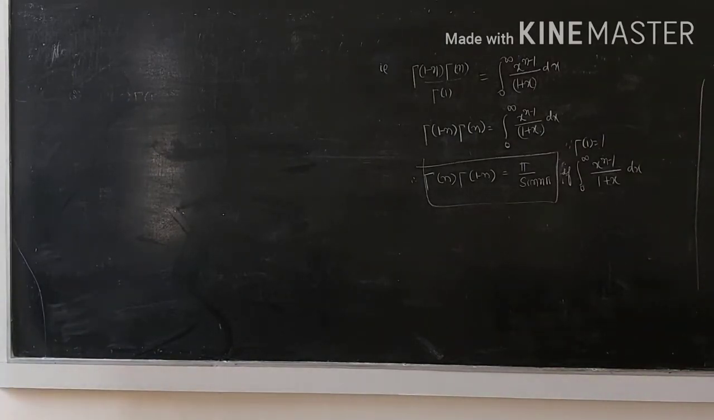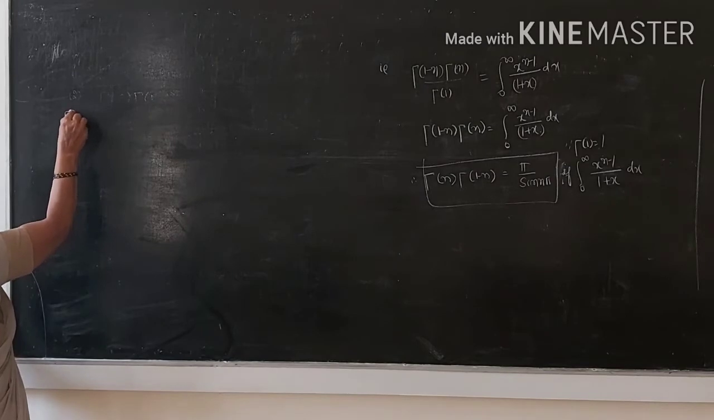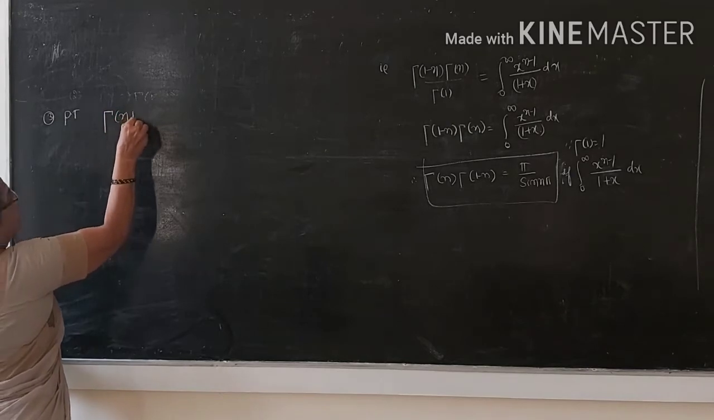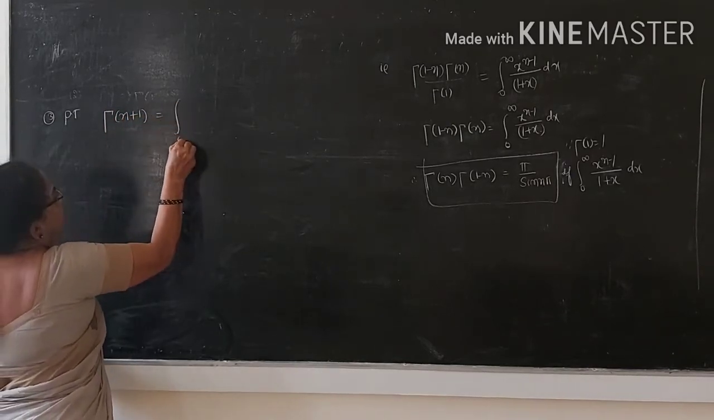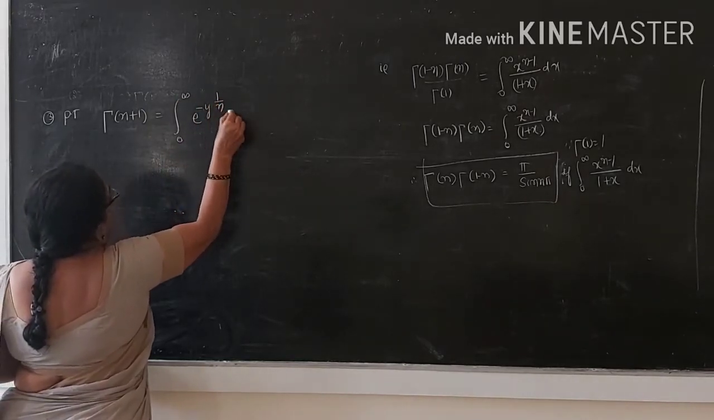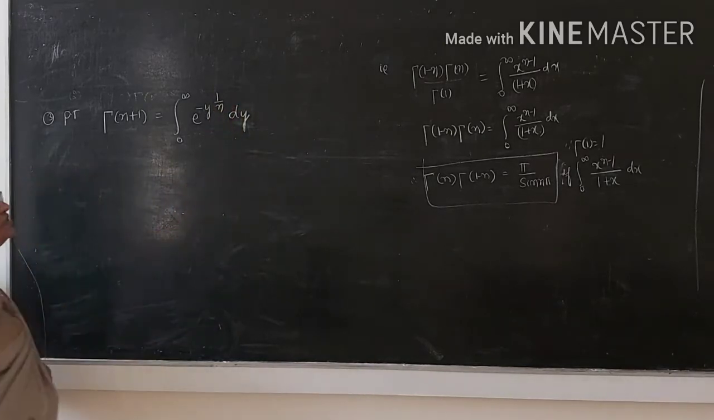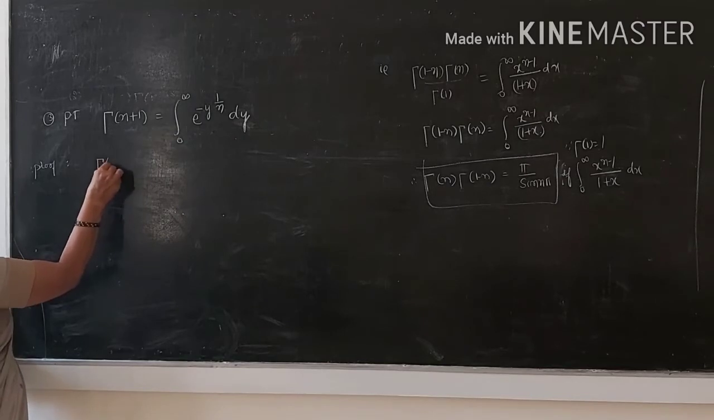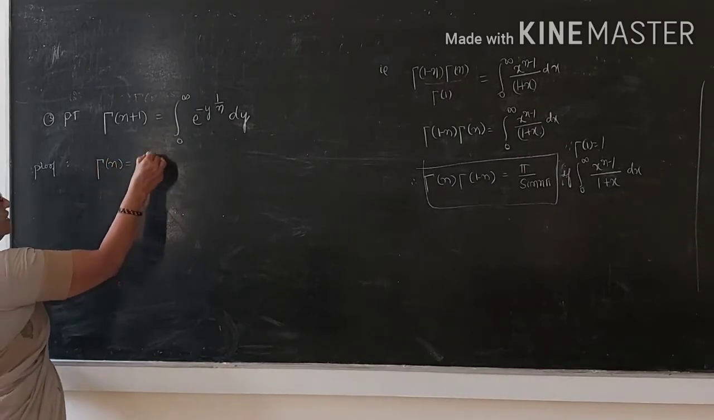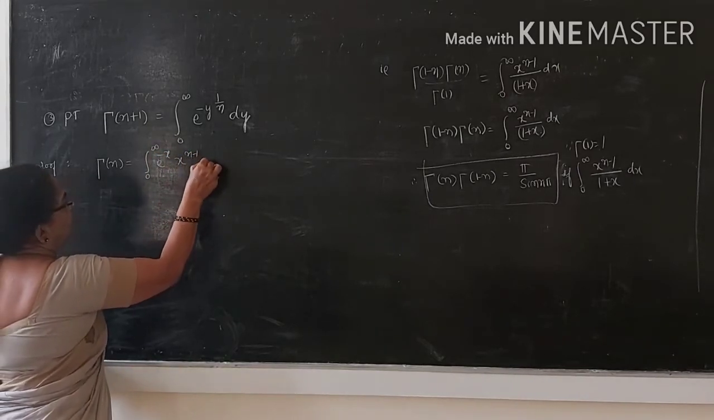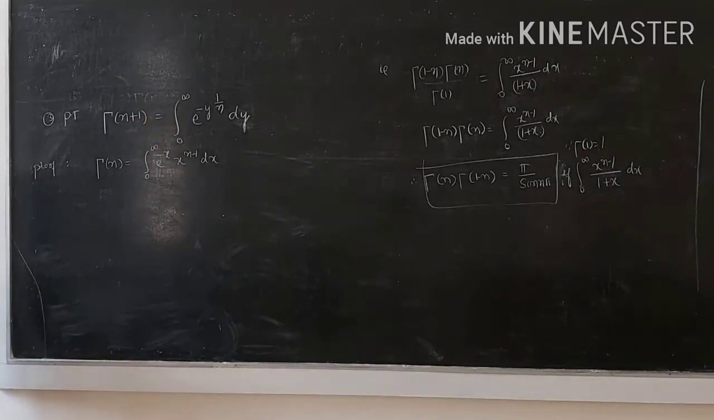Next property is to prove that gamma of n plus 1 is equal to the integral from 0 to infinity of (e to the power of minus y) whole to the power of n into dy. For all these things, I am using the basic definition only, not more than that. I know that gamma of n is equal to the integral from 0 to infinity of e to the power of minus x, x to the power of n minus 1 into dx. This is okay.